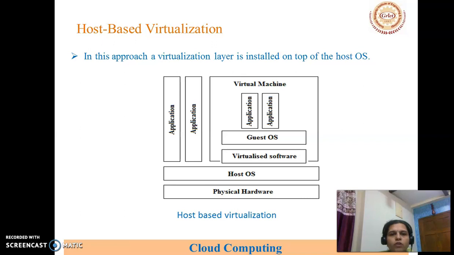In this approach, a virtualization layer is installed on top of the host OS. See here, this is the host-based virtualization. Before it was some other virtualization, right? Here the physical hardware is there. On top of it we have the host OS. On top of this we install the virtualization software. Some applications we can install here. This is a virtual machine, guest OS, like this. Host-based virtualization is like this.